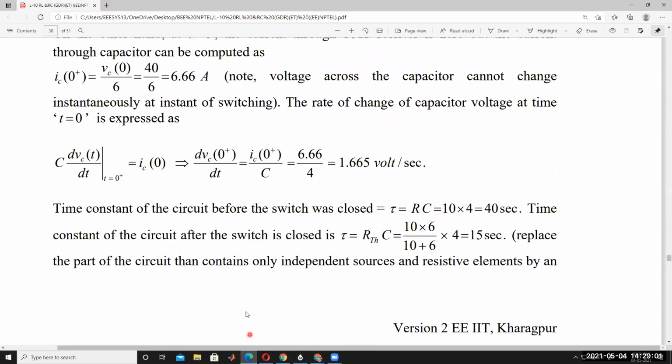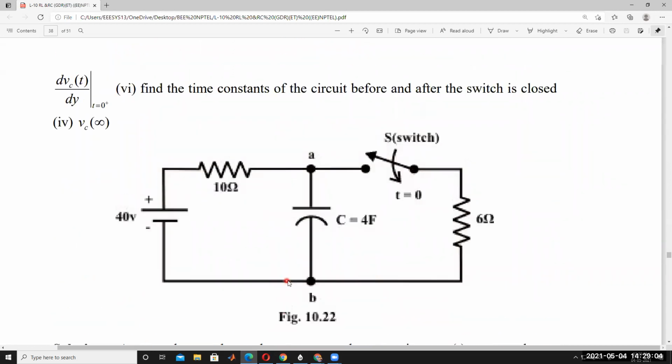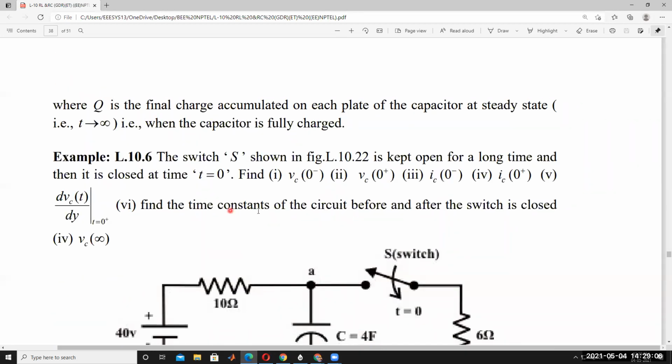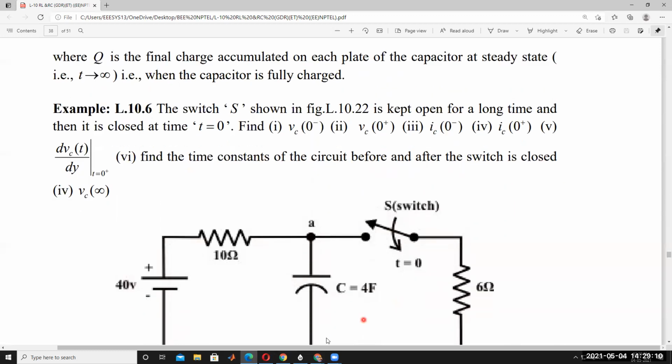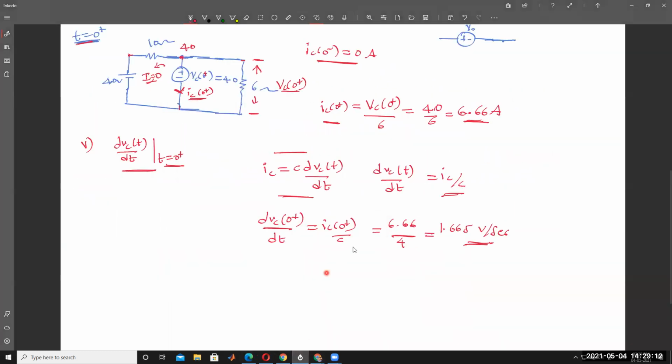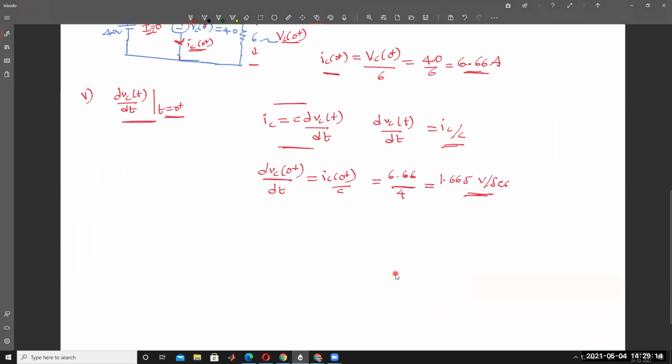And then, what is the next question? Find the time constant of the circuit before and after the switch is closed. Okay, the sixth one. Time constant before means t is equal to 0 minus. For this case, what is the time constant? And at the t is equal to 0 plus condition, what is the time constant of the circuit? So this is the question.